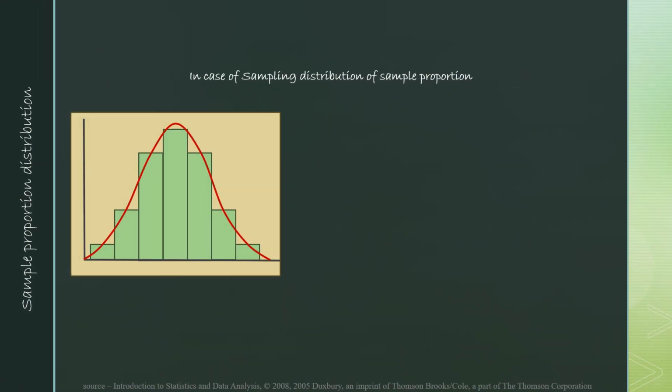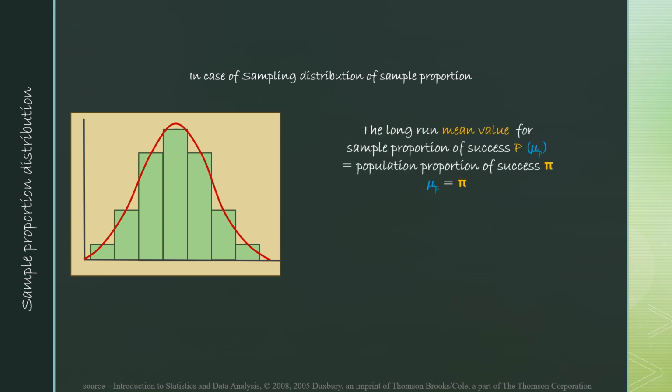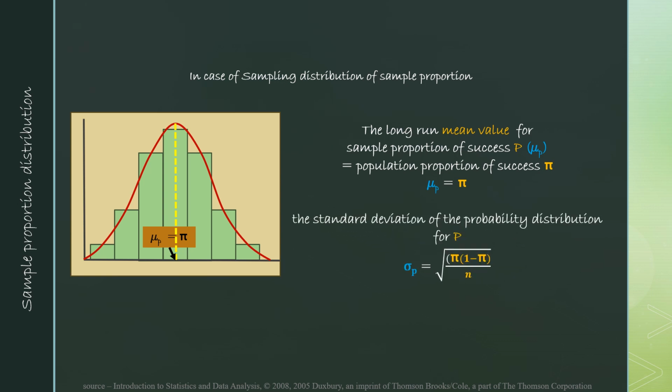In case of sampling distribution of sample proportion, the long run mean value for sample proportion of success p, that is mu p, equals population proportion of success pi. Mu p equals pi. The standard deviation of the probability distribution for p, sigma p, equals square root of pi multiplied by 1 minus pi divided by n.